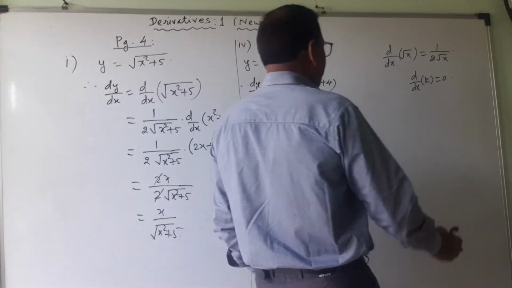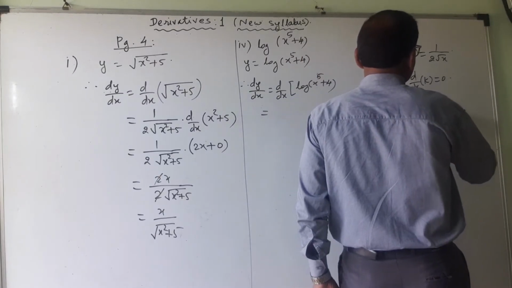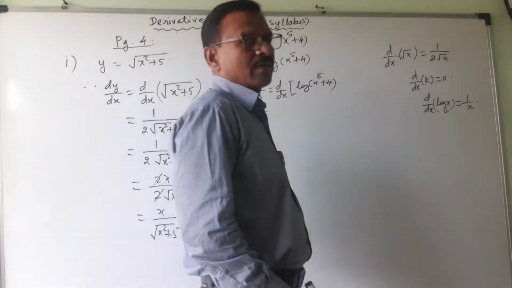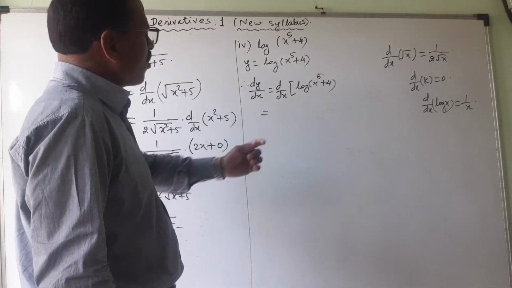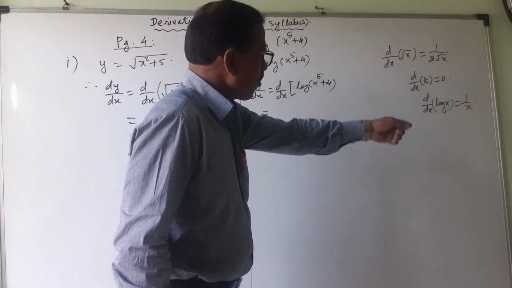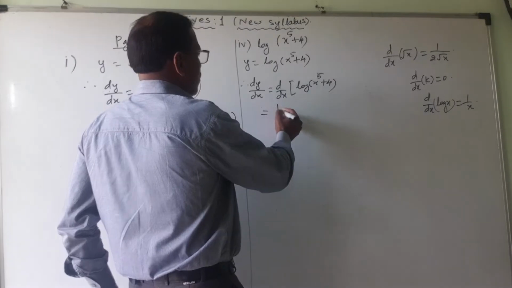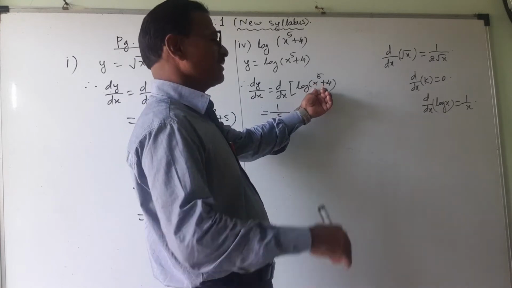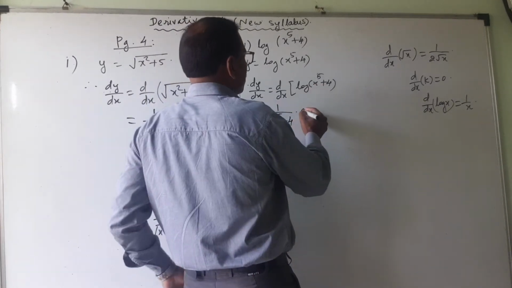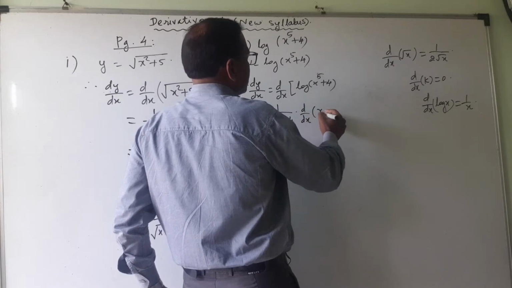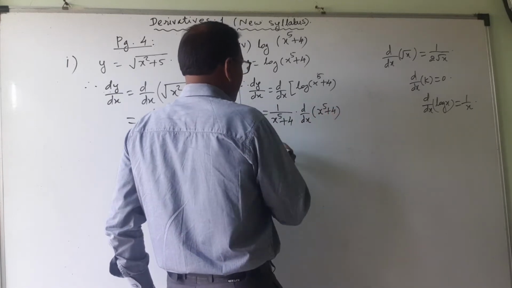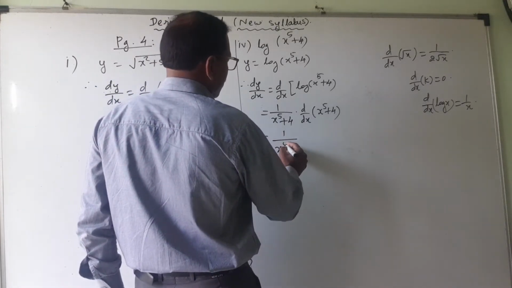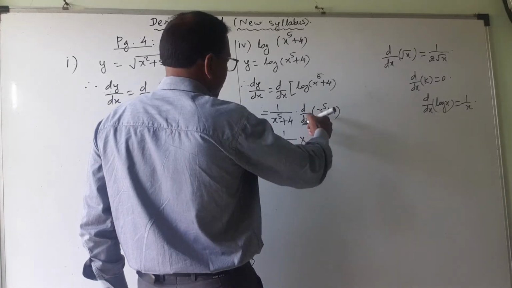Now we know the derivative of log, d by dx of log x is equal to 1 upon x. Now this is log. Derivative of log is 1 upon. What is 1 upon this? So 1 upon x raised to 5 plus 4. Now it is not x, it is something else. So by the chain rule, into d by dx of x raised to 5 plus 4. That is equal to 1 upon x raised to 5 plus 4 into derivative of x raised to 5.